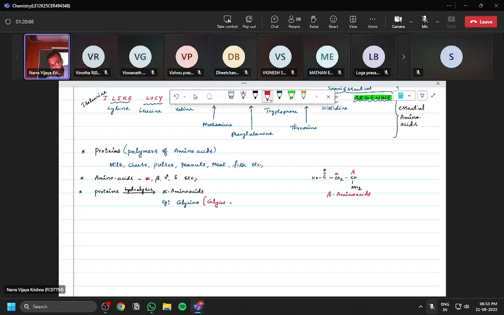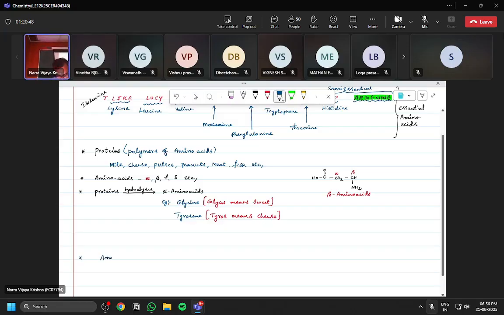Glycose means sweet in taste. That's why it is called glycine. Tyrosine: tyros means cheese. And so on. So the names of these amino acids are based upon the source, right? Next.